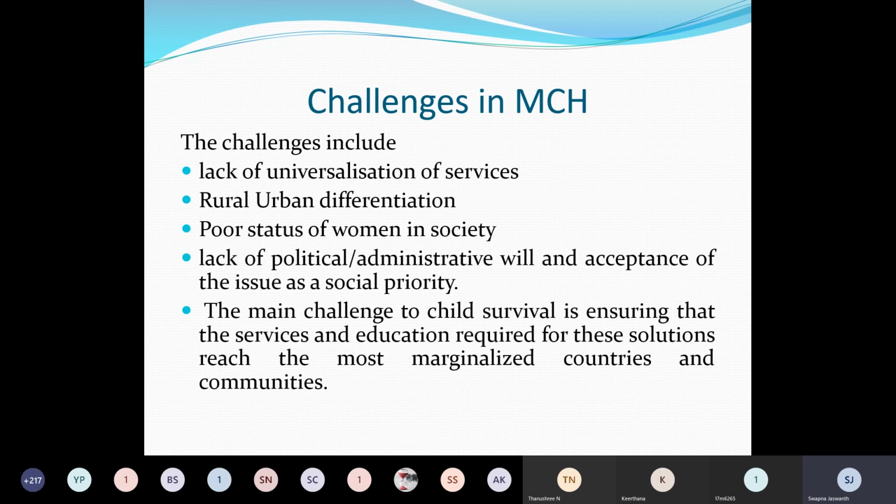The main challenge in child survival is ensuring that the services and education required for these solutions reach the most marginalized communities. We are talking about provision of services and education of the mother. But tertiary care hospitals, private sectors and doctors' availability are mainly seen in urban areas compared to rural areas. So the challenge is to provide them to the most marginalized and difficult-to-access groups, so that the needy get what they want instead of it going to those who already have those facilities.